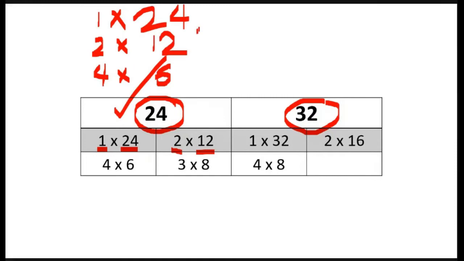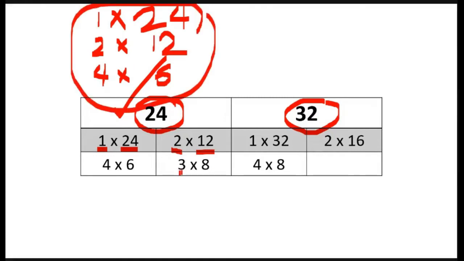And then, idadagdag natin dyan kung multiple ba siya or divisible ba siya by 3. Diba? Na-discuss na natin. So, you need to add the 2 digits. So, 2 plus 4 is 6. That divided by 3 is 2. So, wala siyang remainder. So, ibig sabihin, divisible siya. Ayan. Now, same with 32. Kukunin mo yung mga factors niya. So, 1 times 32, 2 times 16, and 4 times 8.